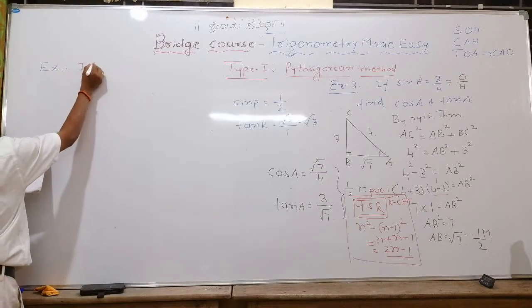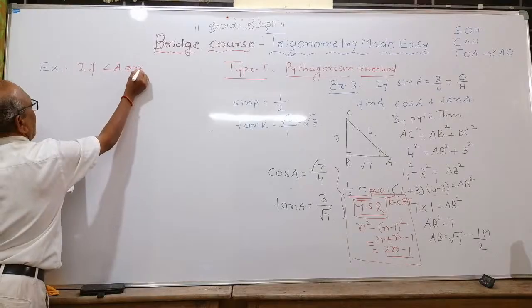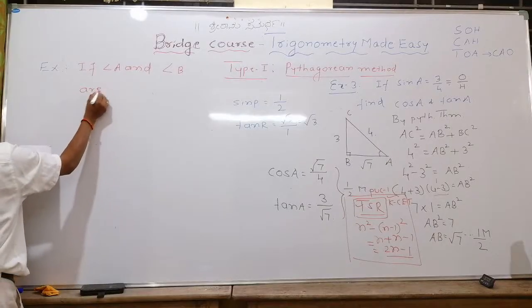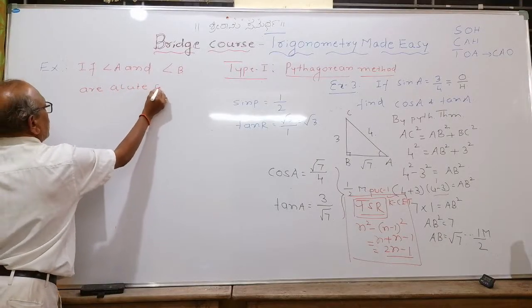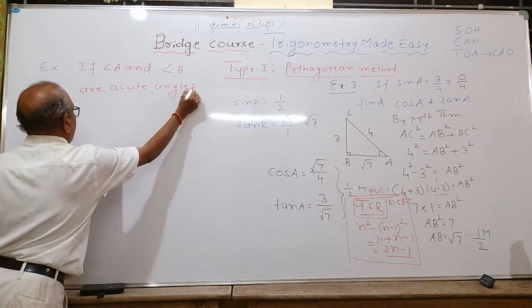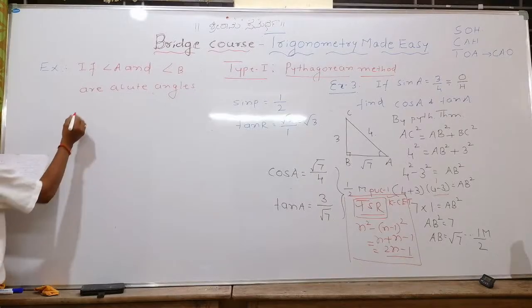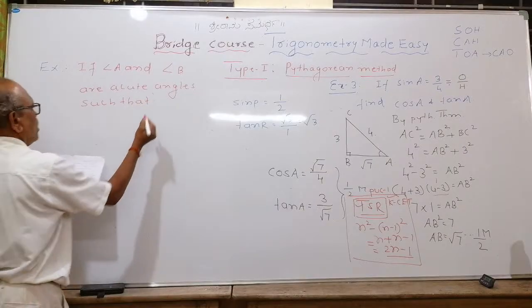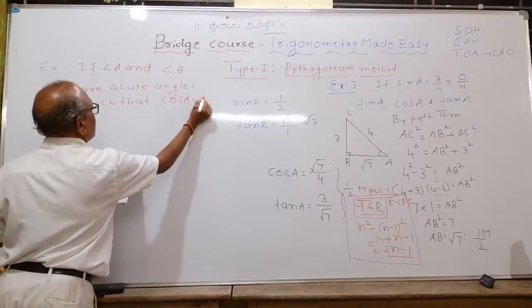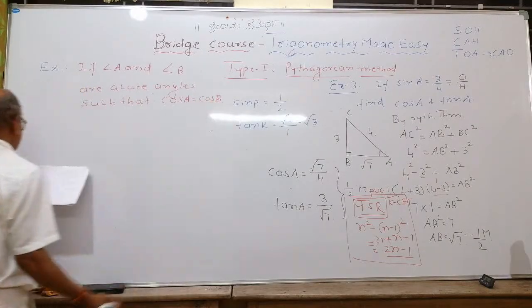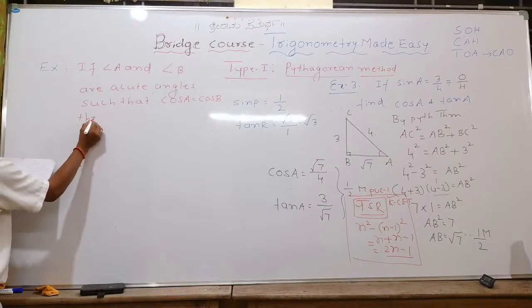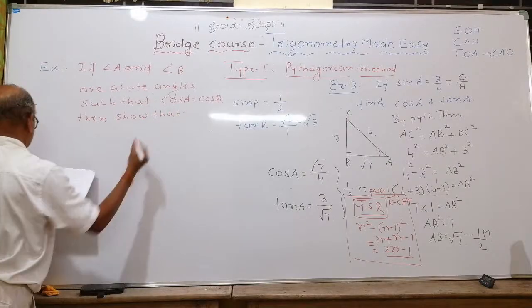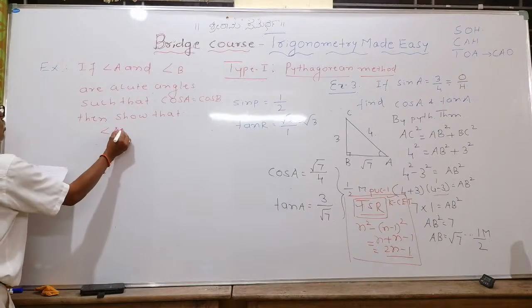If angle A and angle B are acute angles such that cos A is equal to cos B, then show that angle A is equal to angle B.